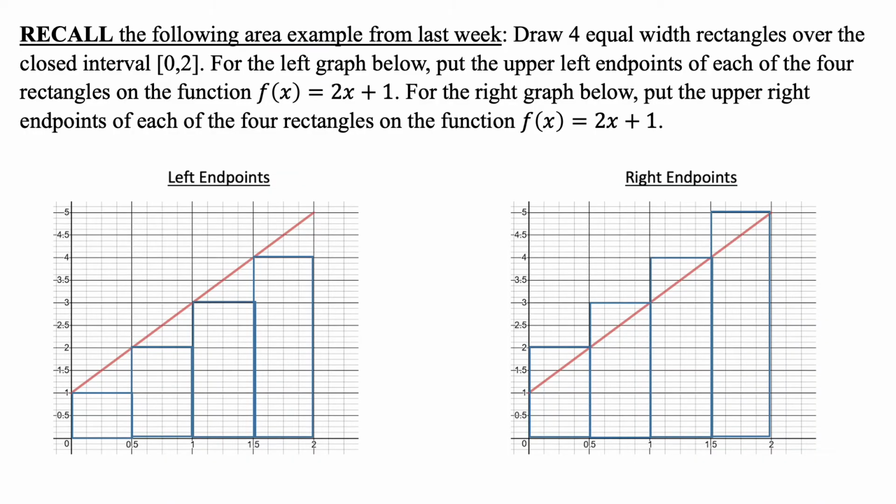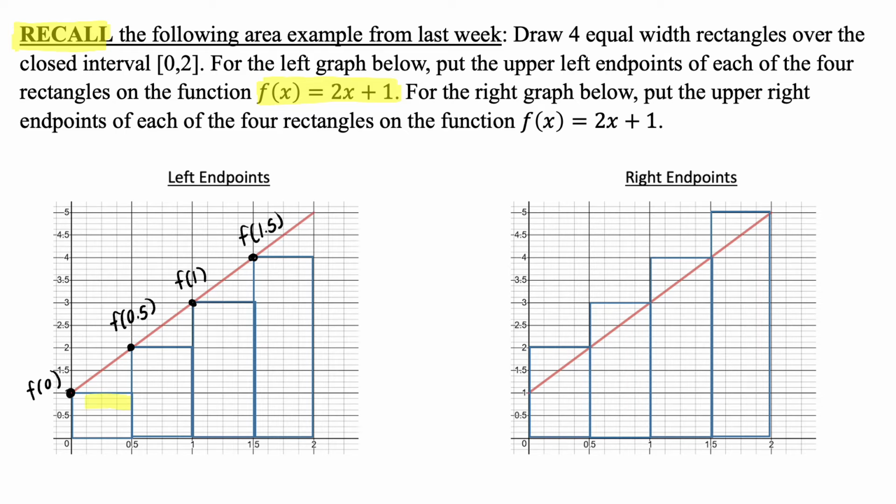All right, so as we get started with this lesson, we want to recall a function that we were working with just last week, and that function is f of x equals 2x plus 1. So we wanted to draw 4 equal width rectangles over the interval from 0 to 2, and we've reviewed how you can do that in a couple different ways. So on the left, we used the upper left endpoints of our rectangles on the function. So we defined the height by our function on the left endpoints at f of 0, f of 0.5, f of 1, f of 1.5.